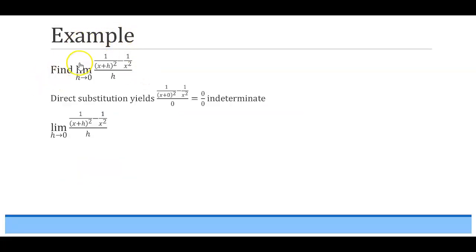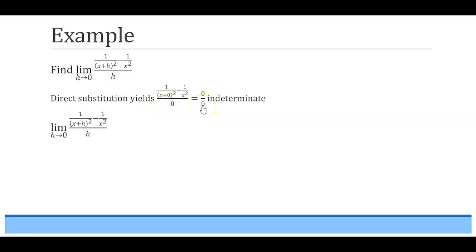In this example, we want to find the limit as h approaches 0 of this quotient, where in the numerator, I have two fractions that are being subtracted. In the numerator, I have 1 over the quantity x plus h squared minus 1 over x squared. And then all over in my denominator, I just have h. Now, if I did apply direct substitution, that's going to give us, in the numerator, 1 over x plus 0 squared minus 1 over x squared. So that's 1 over x squared minus 1 over x squared, that's 0. And substituting 0 into h on the bottom just gives me 0.